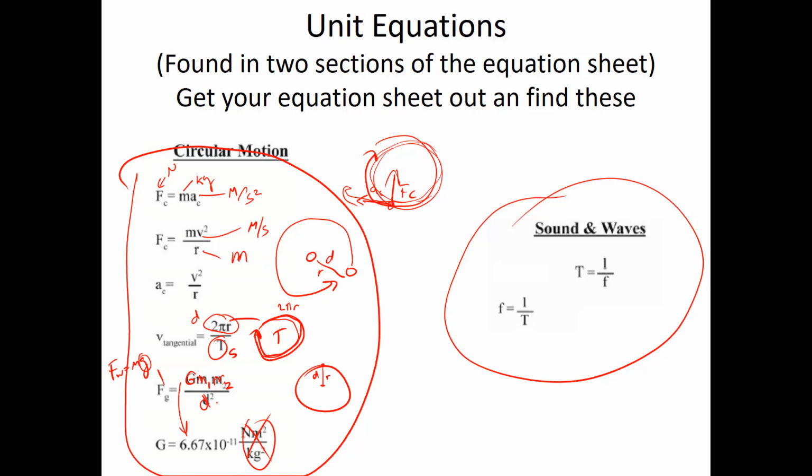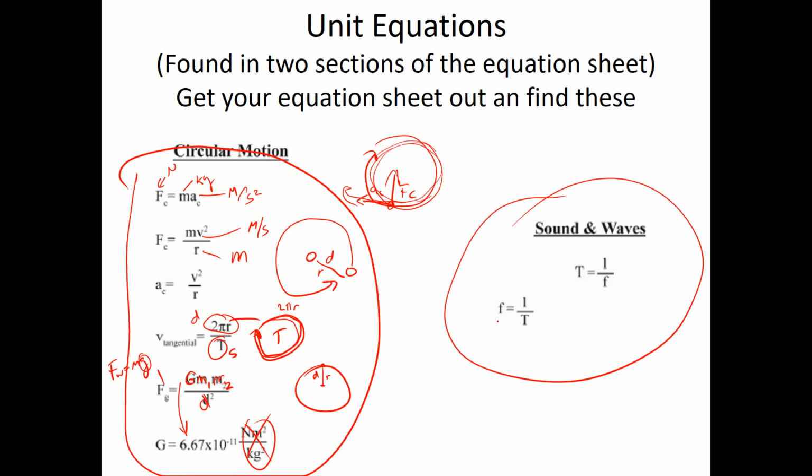Here you have distance, and like I said before, it's probably going to be stated as a distance between two objects. But if there's circular motion going on, you're not really going to use this equation. You're going to be using the FC equation up here. But if there's just the force of gravity between two objects, you're going to use this equation. So watch out: if you see two masses, good chance you're going to be using the force of gravity equation.